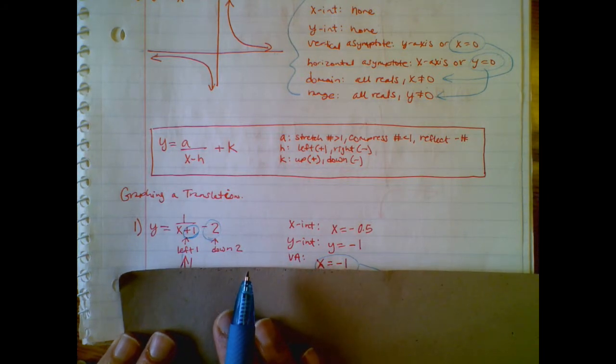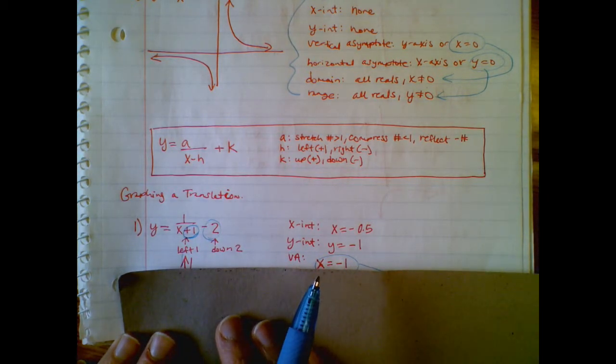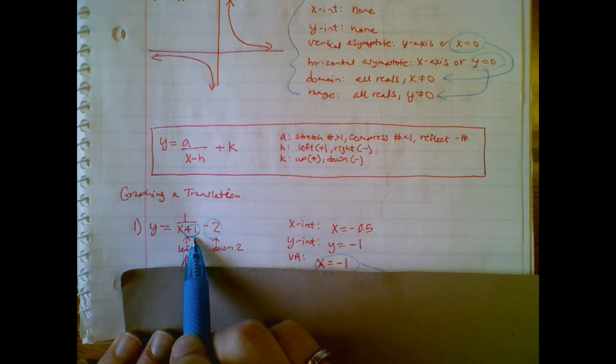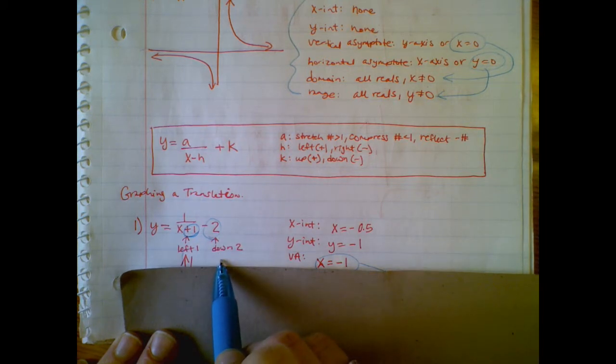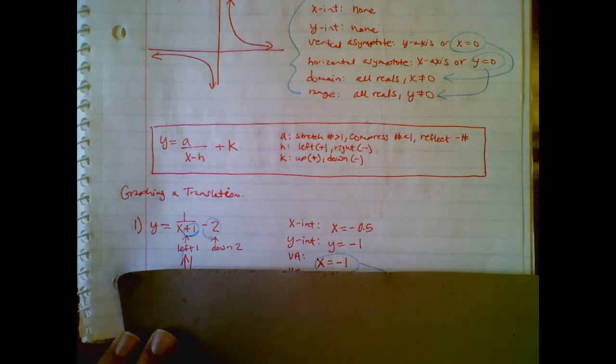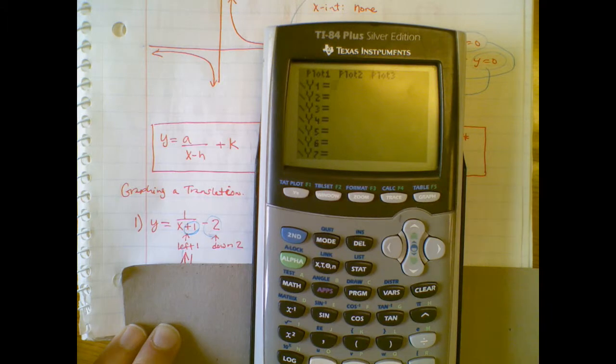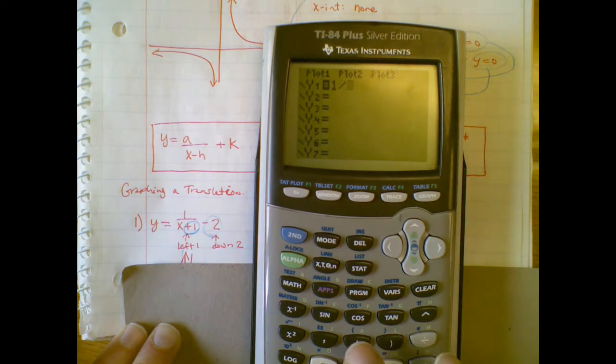To get us started, it says y equals 1 divided by x plus 1, minus 2. So this plus 1 in the denominator means it's going to go to the left one. This minus 2 means it's going to go down 2. So if I take a look at the graphing calculator for this, let's make sure it goes left 1 and down 2. So the denominator, I'm going to put it in parentheses so the calculator knows that's all in the denominator. Then I'm going to subtract 2 at the end.